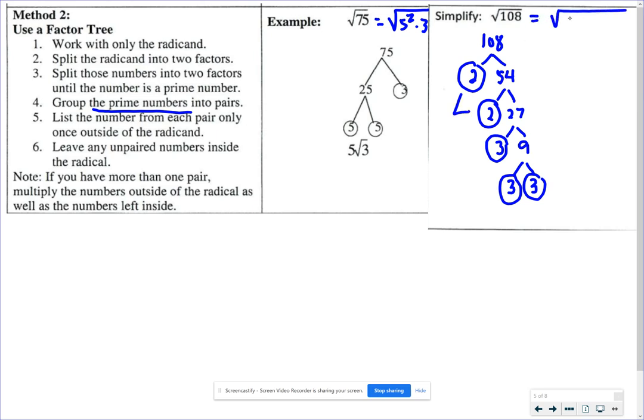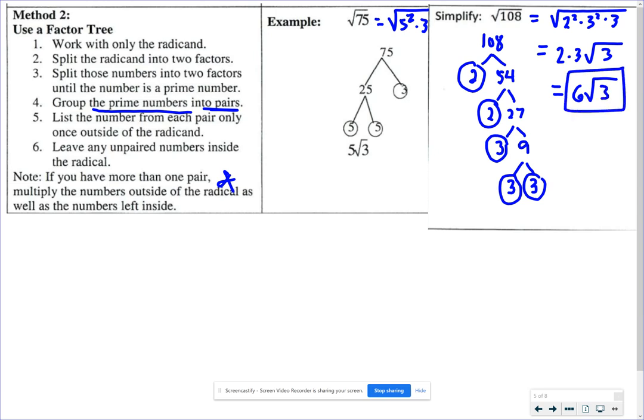What do we have? We have a pair of 2's right there. There's our 2 squared. We don't have any other 2's. We have a pair of 3's. But then we have one extra 3. Notice I did not write it as 3 to the 3rd power because I am pairing them up. Split them into pairs. The 2 squared is going to come out as a 2. The 3 squared is going to come out as a 3. And the 3 that didn't have a pair, the unpaired number stays inside. 2 times 3 is 6. This whole idea of multiplying the numbers that are outside. And we have our answer, 6 times the square root of 3.